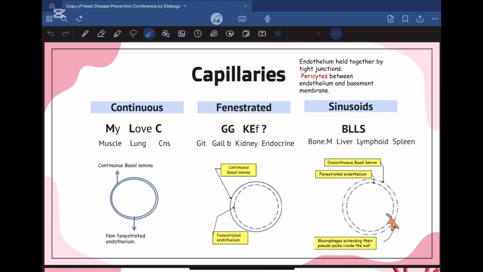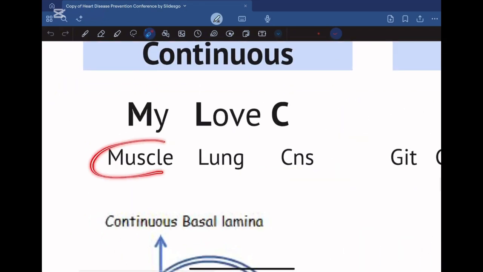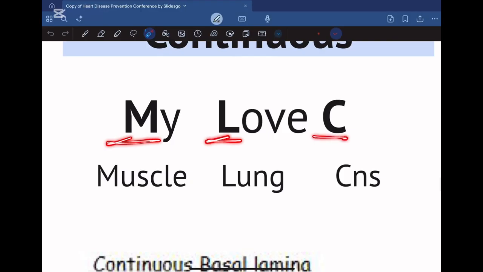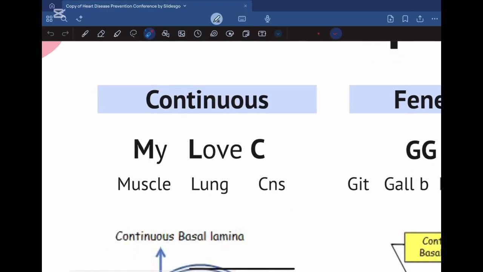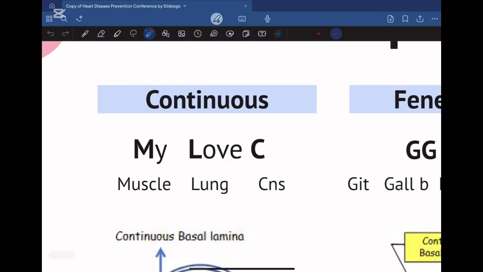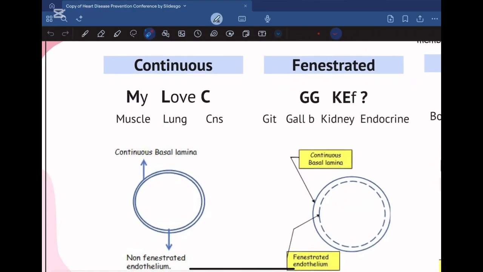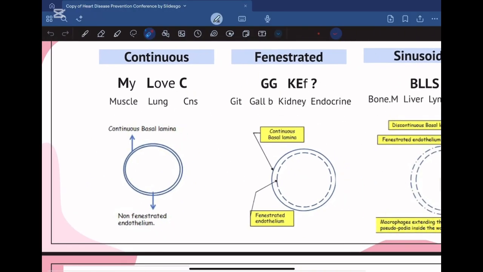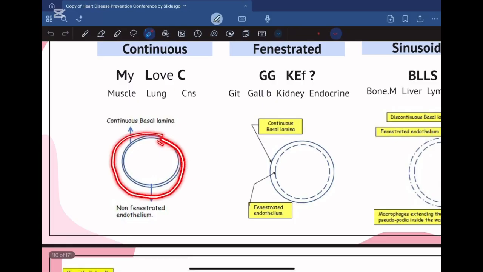Now let's see, for example, where continuous capillaries are present in our body. They are present in muscle, lungs and CNS. So this is the mnemonic, My Love C: muscle, lungs and CNS. And I always remember this mnemonic My Love C, that C means continuous capillaries, so that you link the mnemonic with the capillary type. How is it continuous? The basal lamina will be continuous, and the endothelium inside it is not fenestrated.